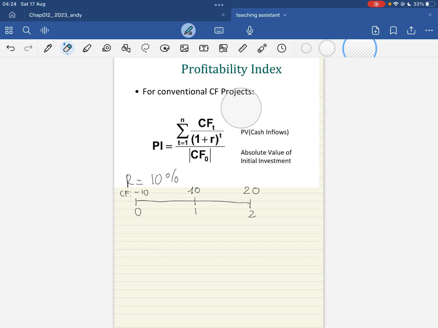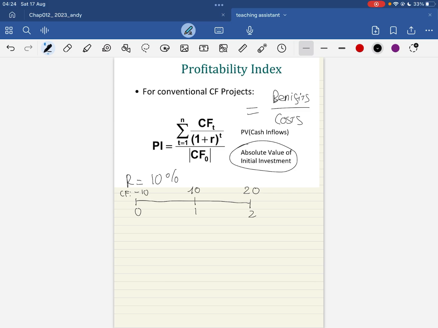In other words, this one is equal to benefit divided by cost. It's a cost-benefit analysis. Why do we use the absolute value of the initial investment? Because the CF0 is a negative number. So if we want to calculate the profitability index, we need to use the absolute value to make it a positive number. Therefore, we can calculate the profitability index.